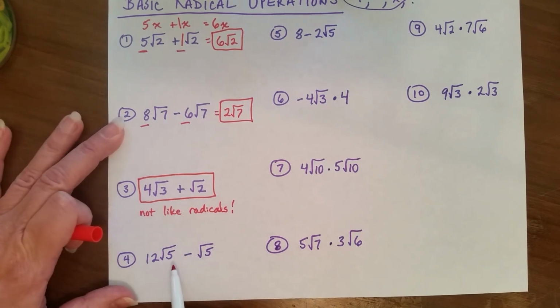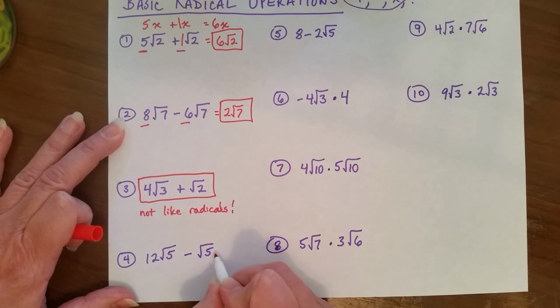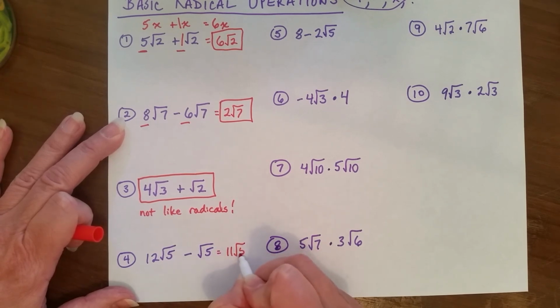Okay, right here I do have like radicals. I have a root 5 and a root 5. So I have 12 root 5 minus 1 root 5. So altogether that's going to be 11 root 5.